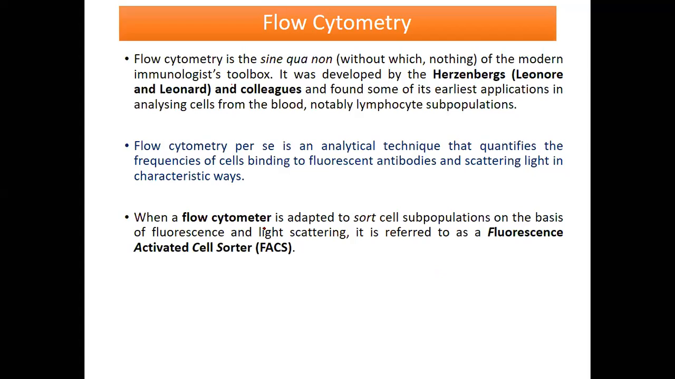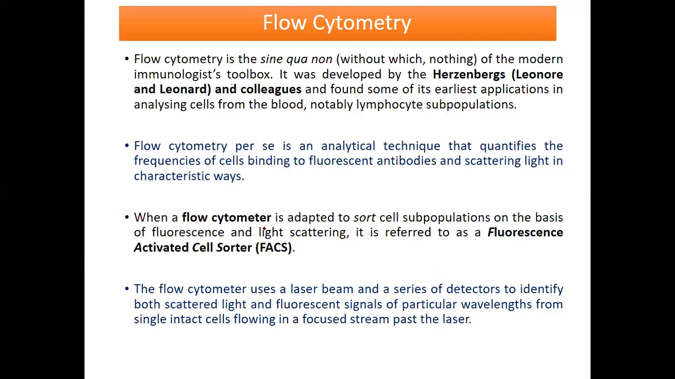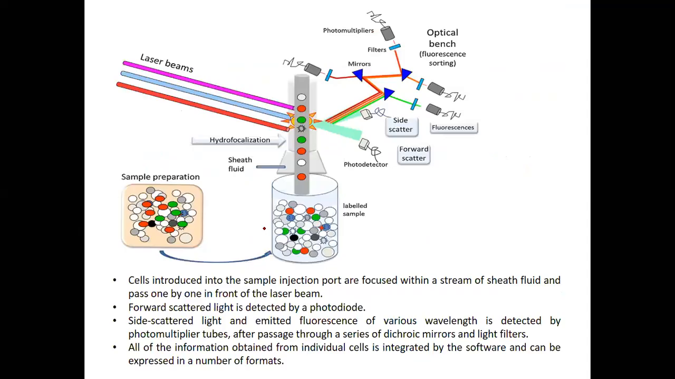So this is the same instrument, now employing fluorescence studies. Flow cytometry uses a laser beam and a series of detectors. How the principle of flow cytometry works is very interesting. If you look at this image, you can see all the cells stained with different colors, passing through a very narrow tube.